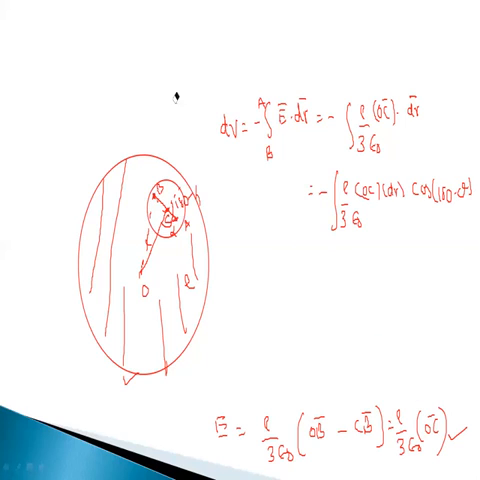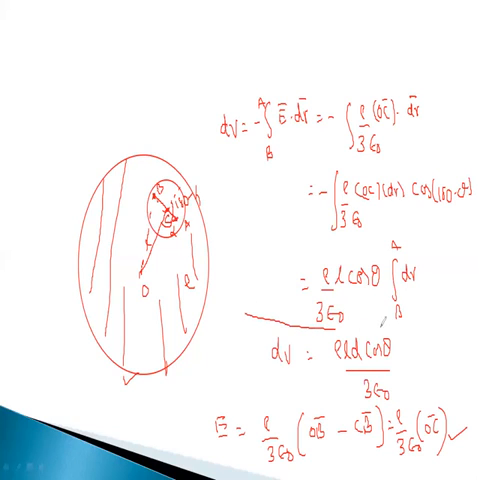So here you can write rho by 3 epsilon naught is constant. OC, of course, is given as L only. That is also constant. Cos 180 minus theta, cos theta, that is also fixed here. Integral dr means the distance from B to A only. What is the distance from B to A? That is simply small d, given in the question. So finally rho L small d cos theta by 3 epsilon naught. This is finally the potential difference between point A and point B.